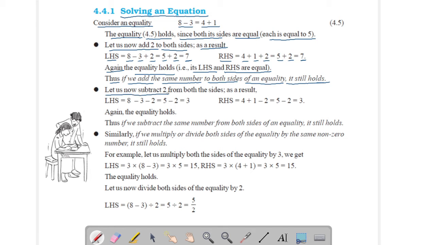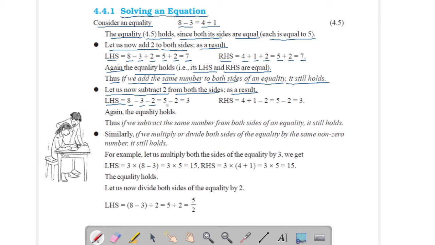Let us now subtract 2 from both sides. As a result, left hand side equals 8 minus 3, and here we are subtracting 2, the minus 2. Here 8 minus 3 you will get 5 minus 2, and 5 minus 2 you will get 3.